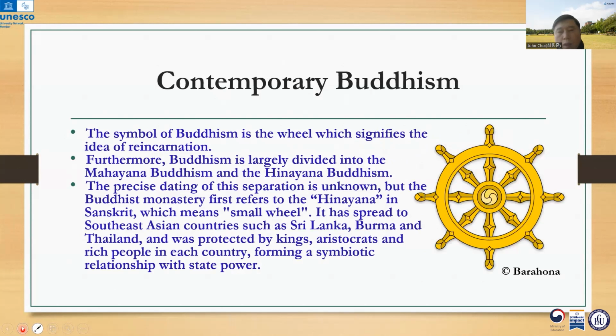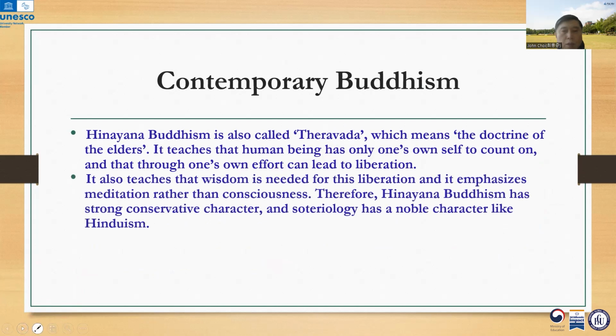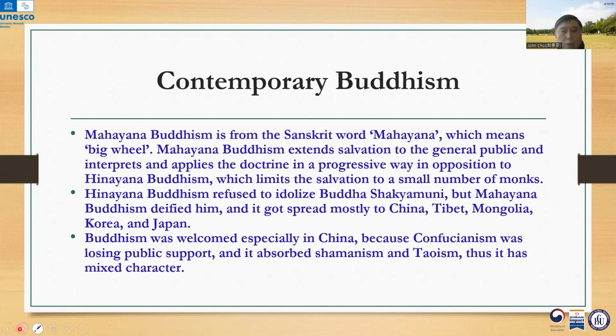And then I showed you the symbol of Buddhism, the wheel. There is a small wheel and a big wheel. Hinayana is the small wheel, very popular in the southern part of Asia. Hinayana is also Theravada Buddhism. The other Buddhism I mentioned is Mahayana Buddhism, the big wheel, which is more popular in China, Tibet, Mongolia, Korea, and Japan.